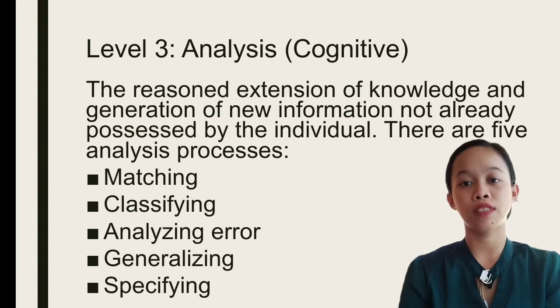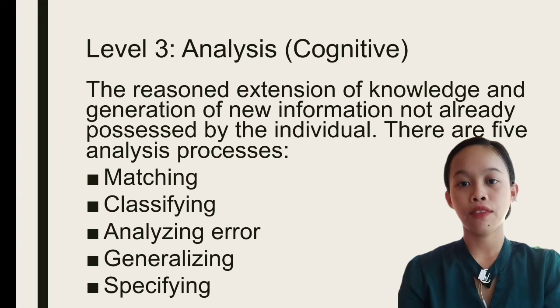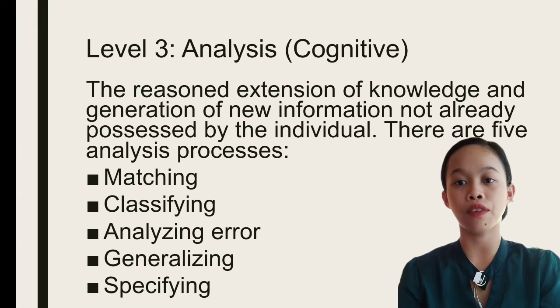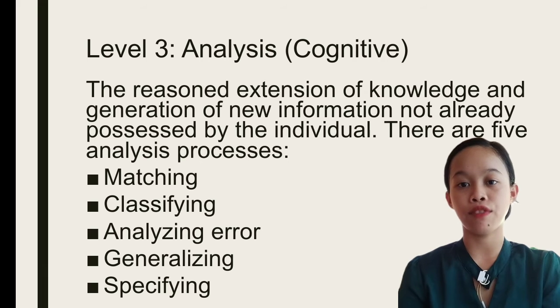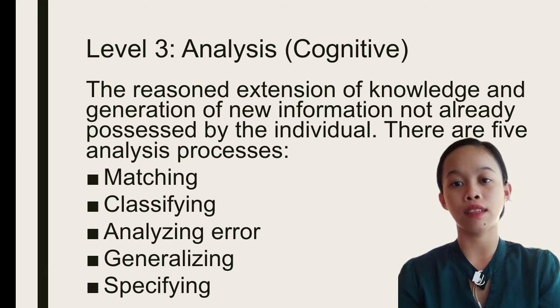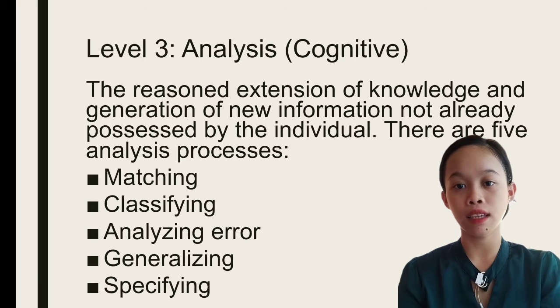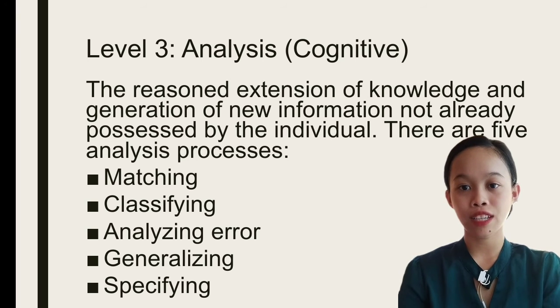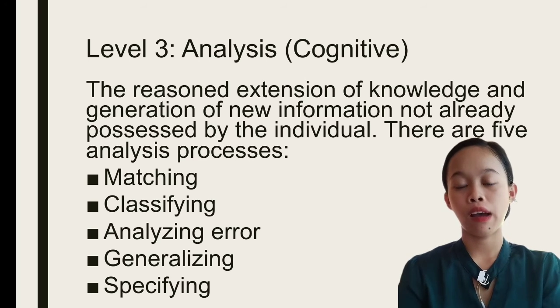Third level of the cognitive system is analysis. The reasoned extension of knowledge and generation of new information not already possessed by the individual. There are 5 analysis processes: matching, classifying, analyzing error, generalizing, and specifying. The first one is matching. In matching, students identify important similarities and differences between knowledge components.